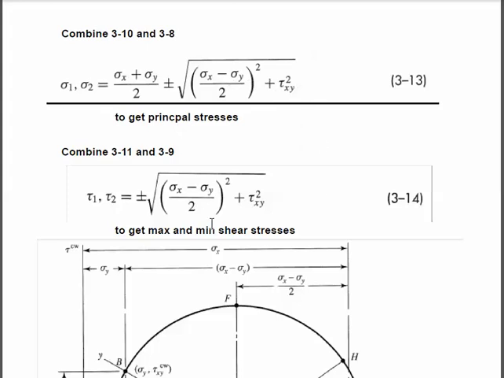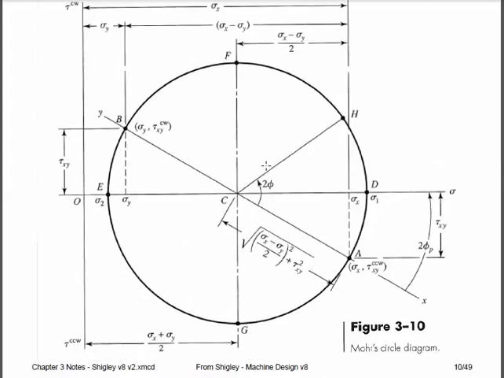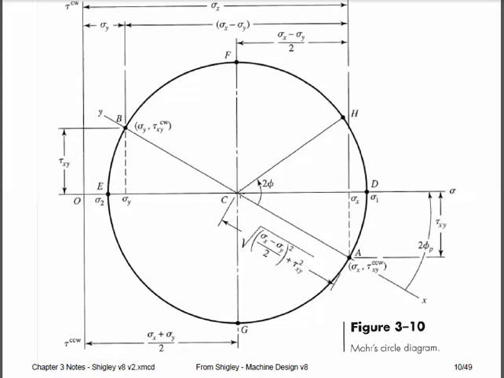And the radius of the circle is shown here. On the picture, we see the center of the circle formed by the average of the 2 sigmas, and we see the radius of the circle formed from sigma x, sigma y, and the tau. And so this is our 2D Mohr's circle. We would call the rightmost value sigma A. We call the leftmost value sigma B.